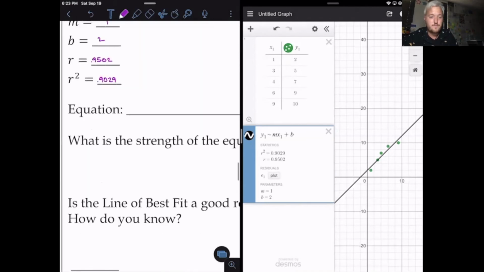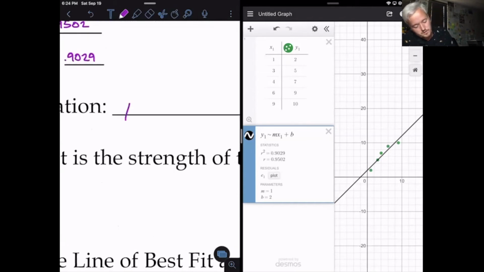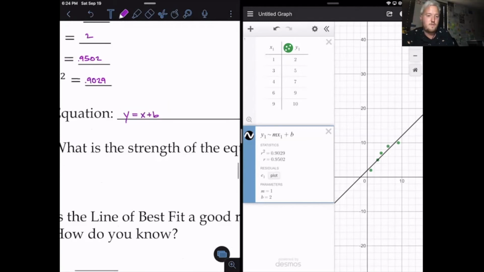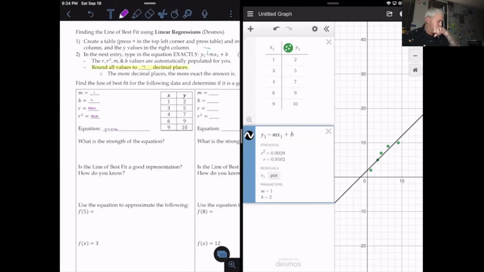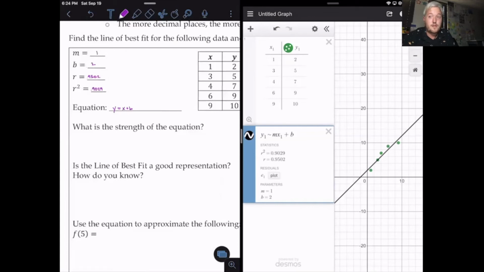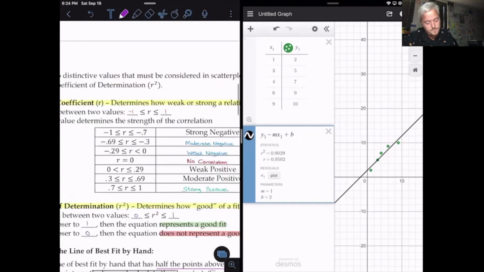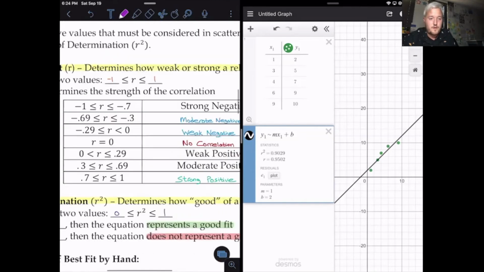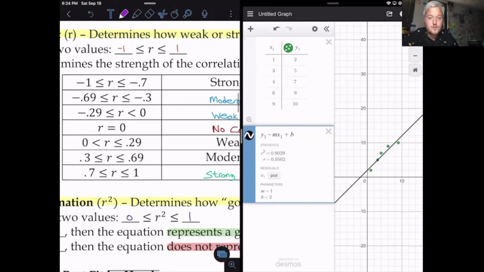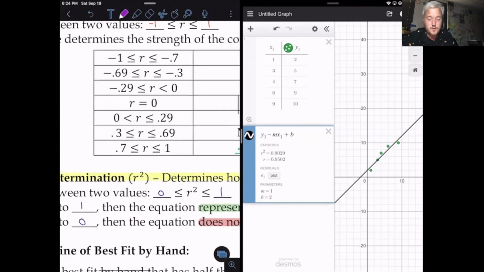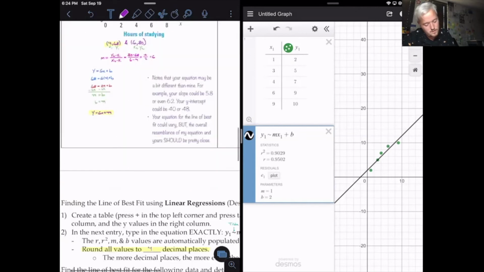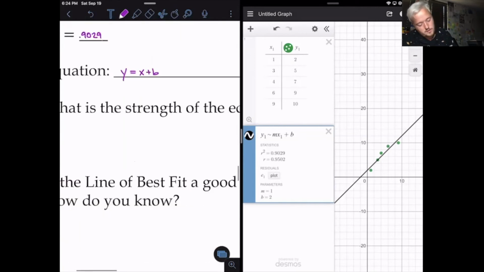All right, so for your equation, you're going to take your M and your B value and just write it in slope-intercept form. So this is literally just y equals x plus b. All right, so for your strength, you want to look at your R value. So if it's 0.9502, that means we have a strong positive value. It falls within this last category here. So this is a strong positive.